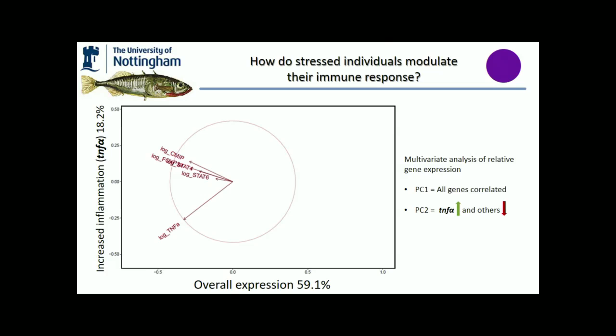And so put simply, our principal component one is the overall expression of all the immune genes together. And then our principal component two is this inflammatory component, which is shown by this increased expression of the inflammatory gene TNF-alpha relative to the other four genes.